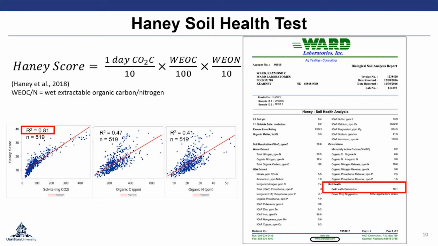On the right is an example report for the Haney test from Ward Laboratories. And they're going to give you a whole lot of response variables that they test for. But the Haney test itself is really intended to help you manage your soil fertility. And there's a lot of really great work that Matt has done on this that I can get you the references for if you'd like to learn more about that.